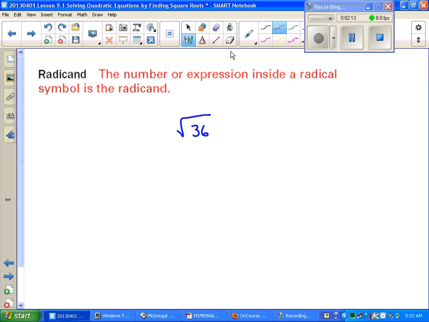The radicand, you pronounce that word radicand. It's a pretty easy word to pronounce. It's the number that's under the radical symbol. So just whatever is underneath that radical symbol or that square root symbol is the radicand. So the radicand in this case, what you would say is 36.